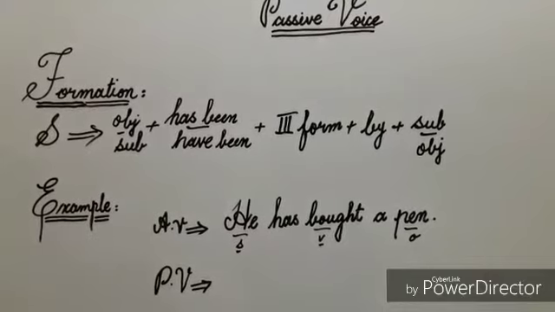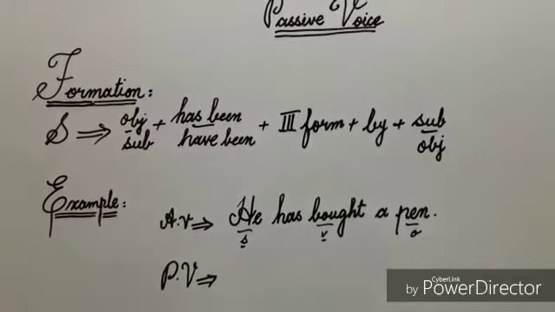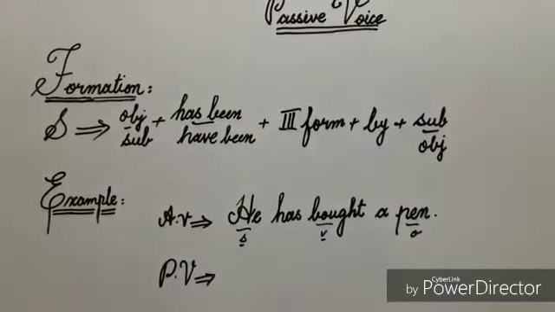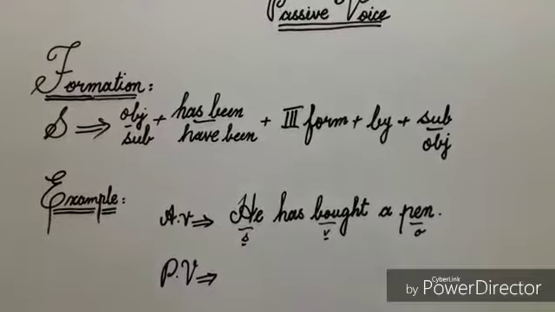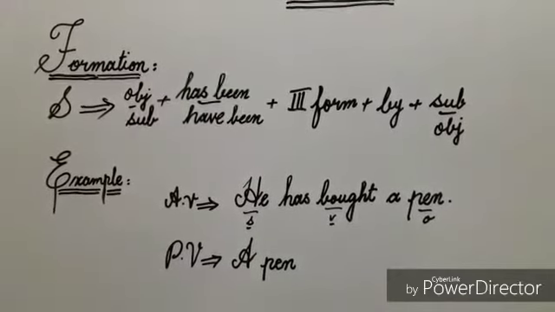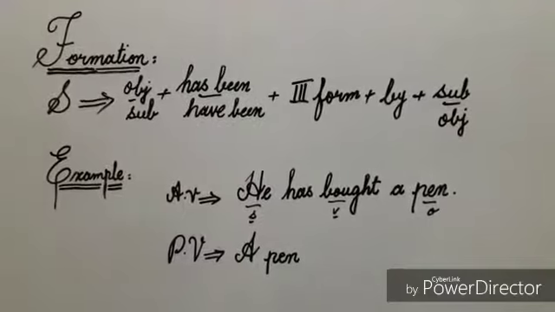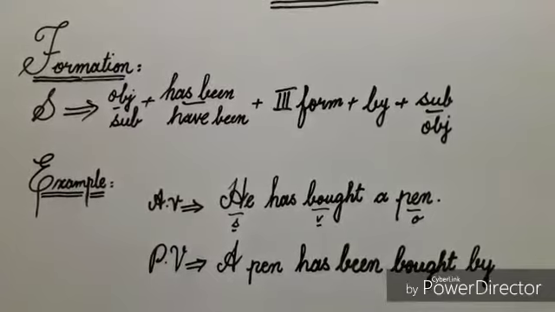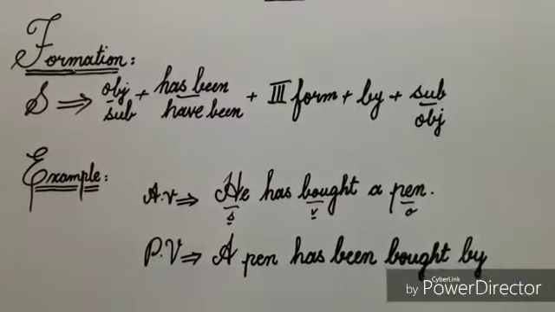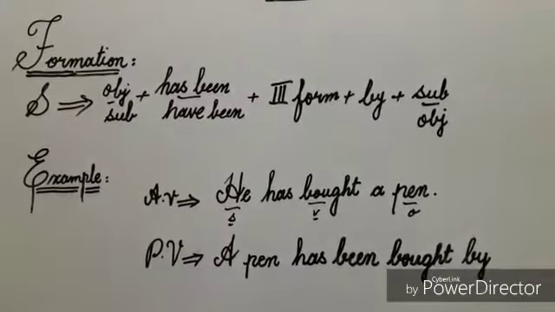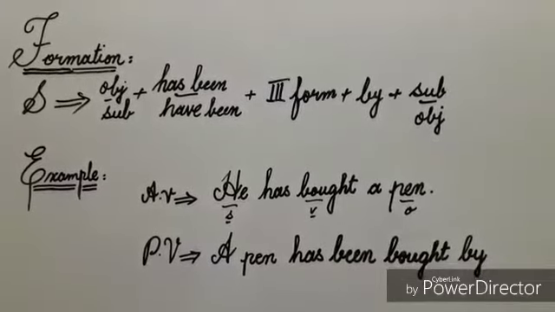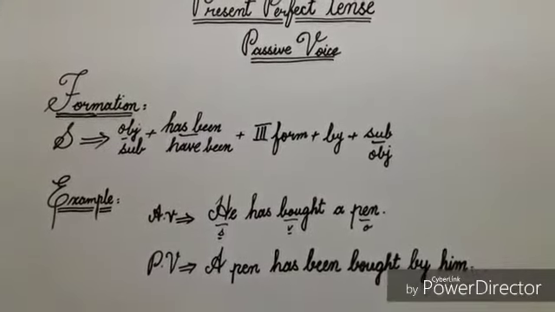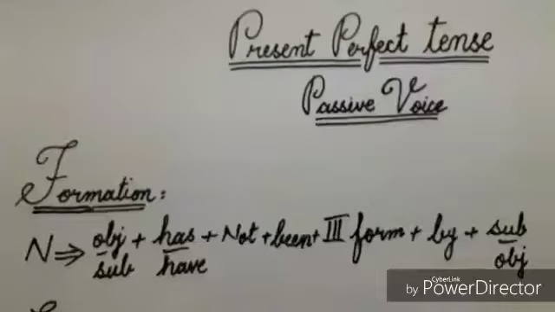Now I'll change it into passive voice. According to the formation, firstly I'll write here object, and in this sentence the word pen is object, so I'll write here pen. Next to pen, I'll write here helping verb has been, third form of verb bought, and preposition by. Next to by, I'll write here subject but in objective condition. In this sentence, he is subject and its objective condition is him, so I'll write here him. Now you can see that by using this formation we have made our simple passive voice sentence.